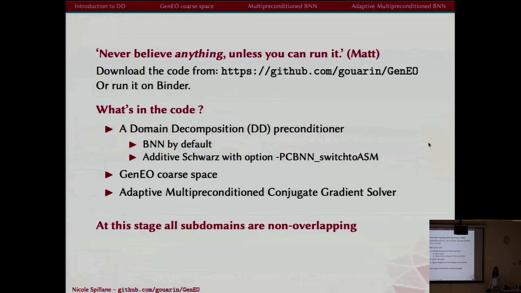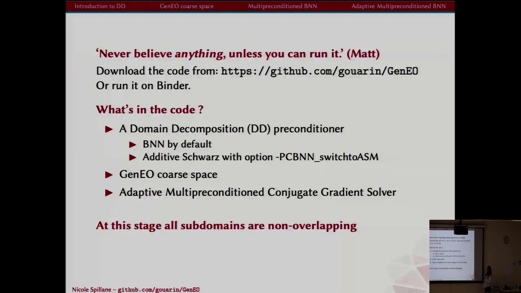So what is in our code is really three things. We have a domain decomposition preconditioner. I know that there are some DD preconditioners there, but for simplicity, we just started by adding another one to figure out how things are working. By default, it is BNN. You can switch to additive Schwarz with this option here. In all cases, it is non-overlapping subdomains, or in the case of additive Schwarz, what we call minimal overlap.